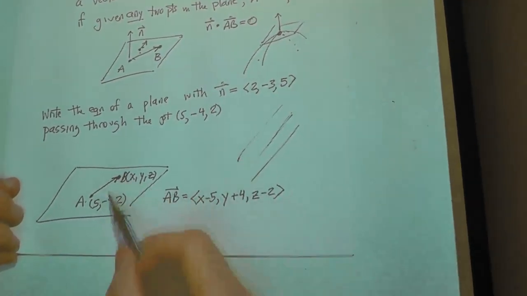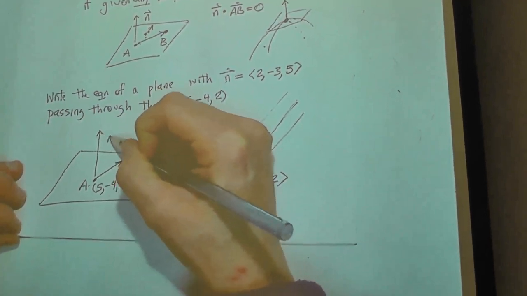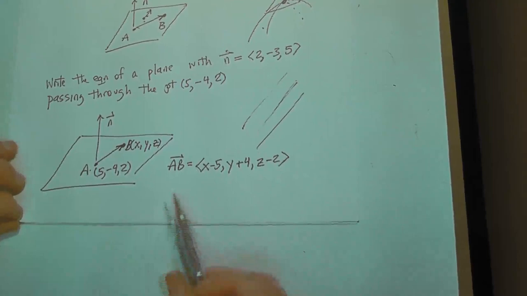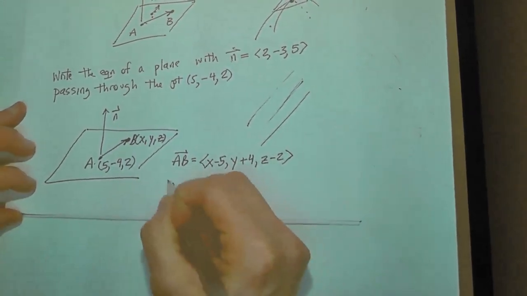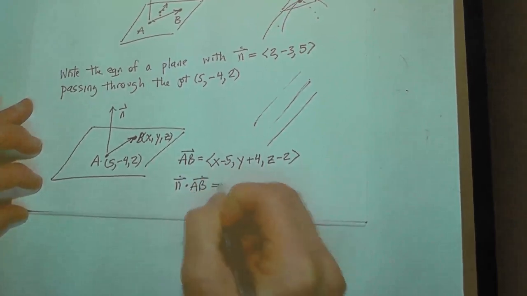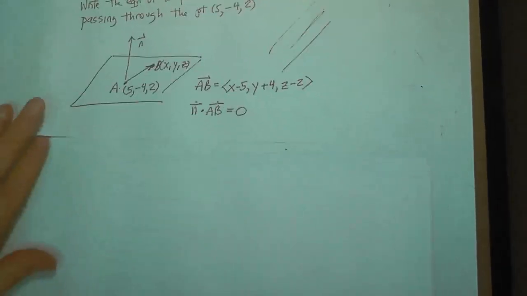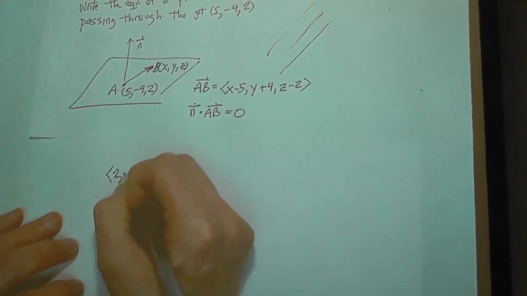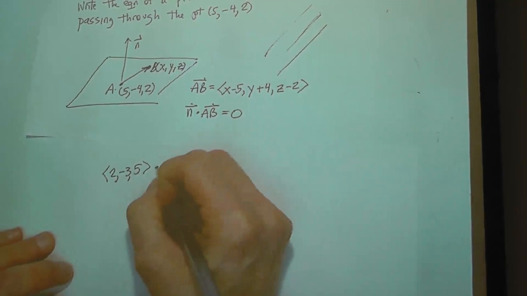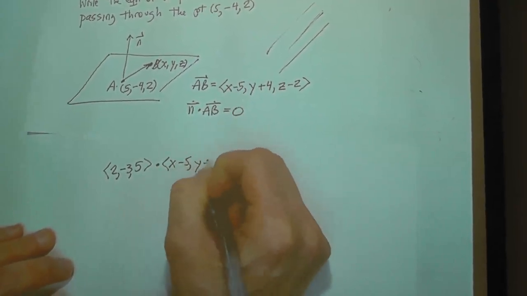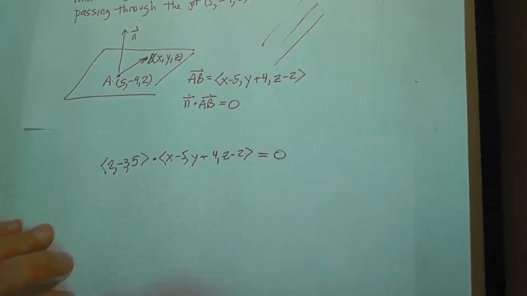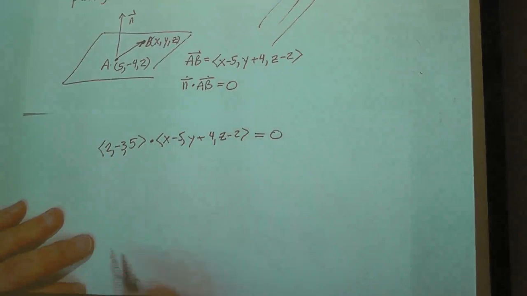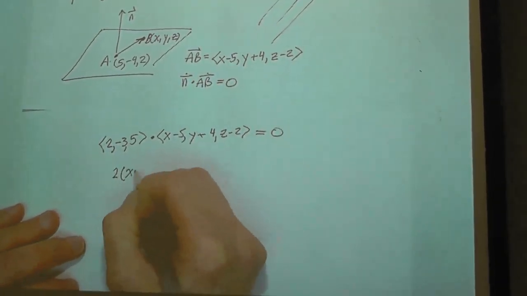So, n is normal to the plane, and what I automatically know then is that because AB is generated by two points in the plane, n dotted with AB is zero. In particular, for my problem, we have 2, negative 3, 5, dotted with x minus 5, y plus 4, z minus 2, that's 0. And there's your equation of the plane. Now, I can continue algebraically.